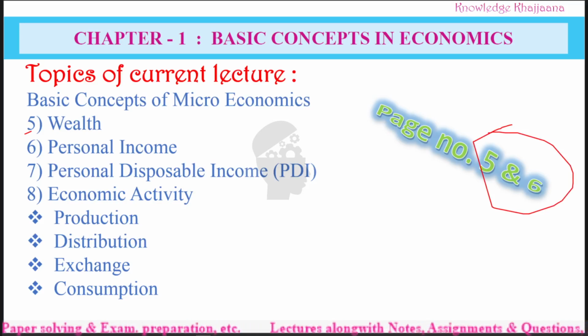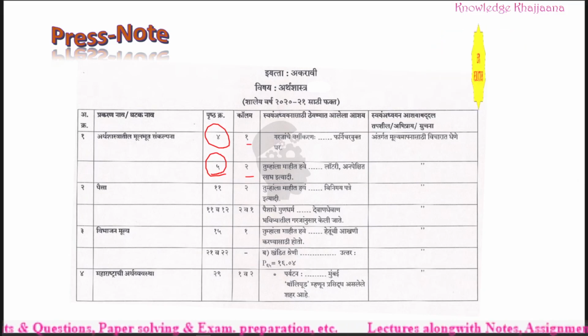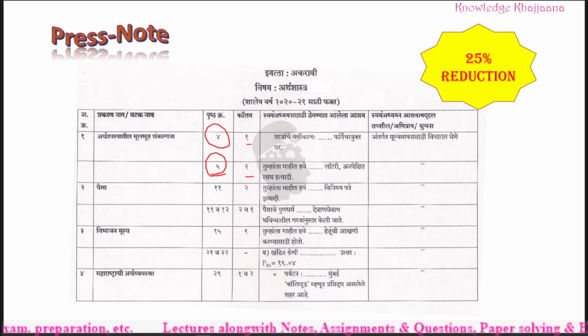Now let's start. See, with this GR or the press note which has been declared by Maharashtra Board as per standard 11 for the subject economics. Column 1 from page number 4 and column 2 from page number 5 has been declared as the portion for self-study. Or we can consider it as the 25% syllabus which has been reduced and considered for self-study. The questions will not be asked on that topic, which has been considered as reduction.